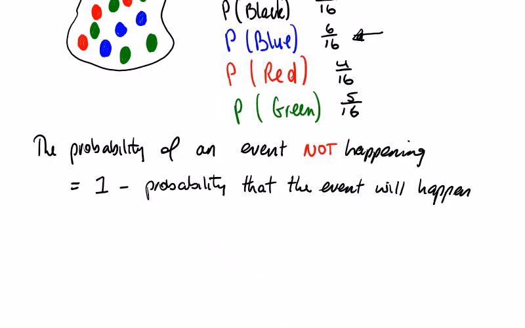So what about an event not happening? So sometimes it's easier to find when you're asked for the probability of an event not happening to use this formula here. 1 minus the probability that the event will happen.